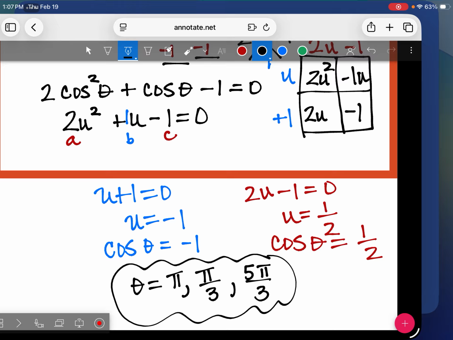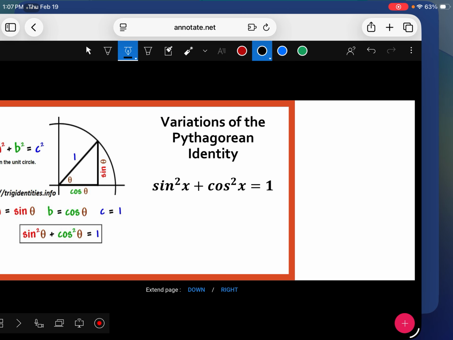Okay. Who had those 3 angles? Wow, that's a lot of hands that went up. Okay, that's not bad for the first one by yourself. Wow, it's not bad. All right, let's look at the next one.